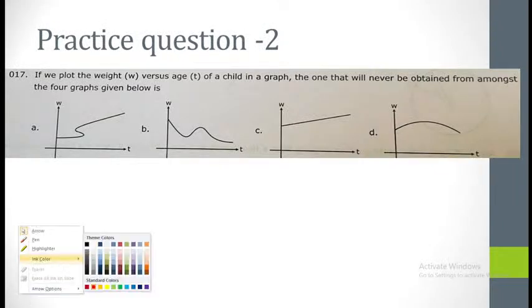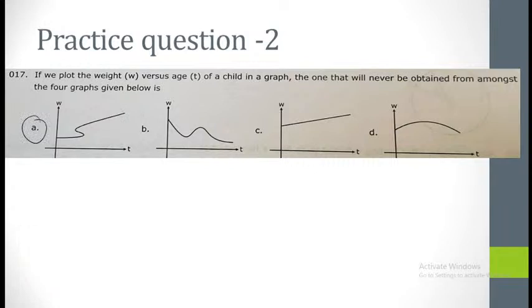Okay, so let's try to find the answer for this. The answer for this particular question is option number 1. Why? Because if you observe carefully, on the x-axis you have the age given and on the y-axis you have the weight given. If you extrapolate this, let's say at this particular point the boy or the girl is 10 years of age. Now at one age, at one specific time, can a person have 2 weights? At an exact point, can a person have 2 ages, 2 weights? This is next to impossible.